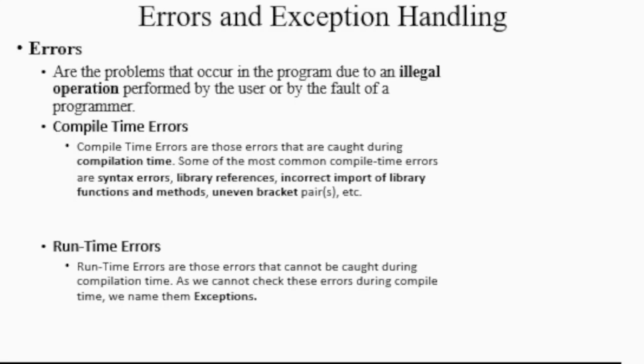So what do we mean by compile time error? Compile time errors are those errors that are caught during compilation time. Some of the most common compile time errors are syntax errors, library references, incorrect import of library functions and methods, uneven braces, etc. For example, sometimes you forget to write a semicolon at the end of the statement. This is a syntax error. You write opening curly braces and forget to write closing curly brackets. This is a syntax error. You forget to include a particular library. So this is another type of error.